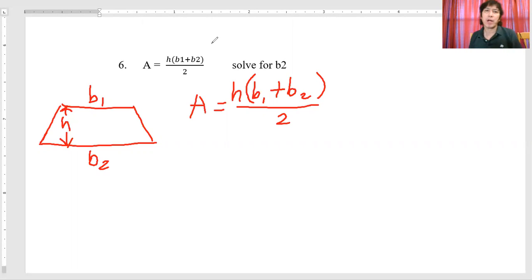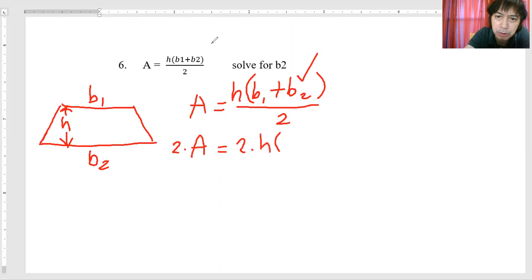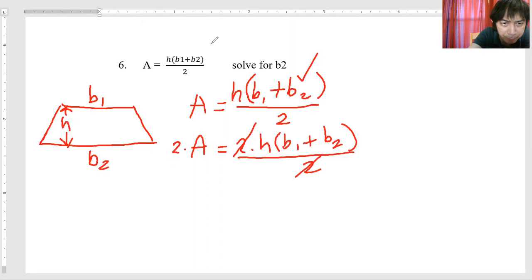Now, we're asked to solve for base 2. So we're after this variable here. You will move the 2, you will move the h, then you will move the b1. That's the objective, to come up with b2. First thing you will do is multiply both sides by 2, so the 2 cancels out at the right. Start with 2 times a equals 2 times h times the quantity b1 plus b2, over 2. You see the 2 cancels out with the 2, and your next line will be simpler.